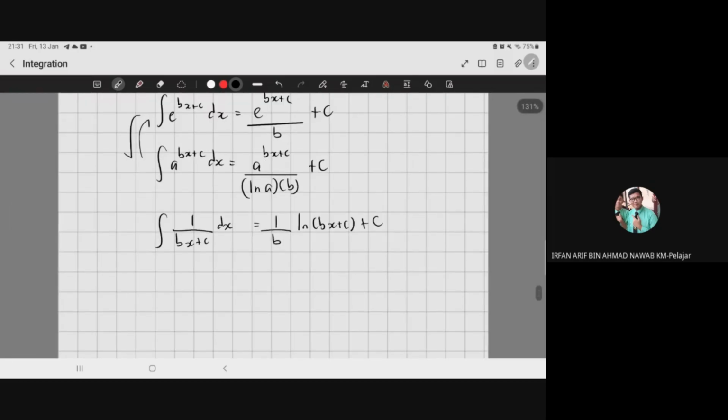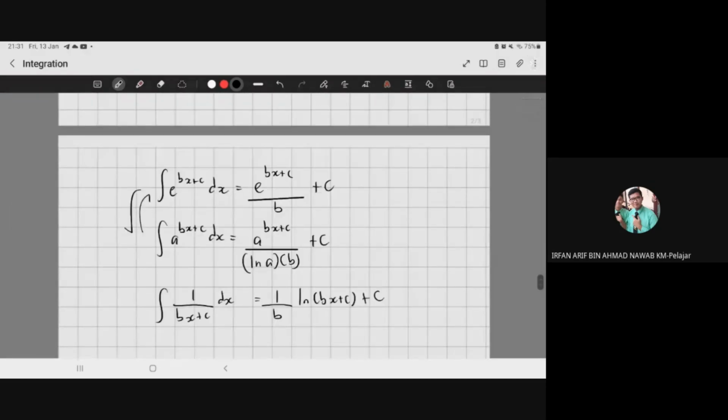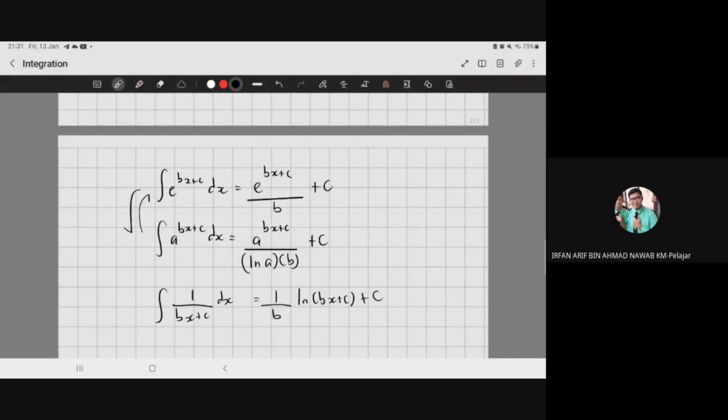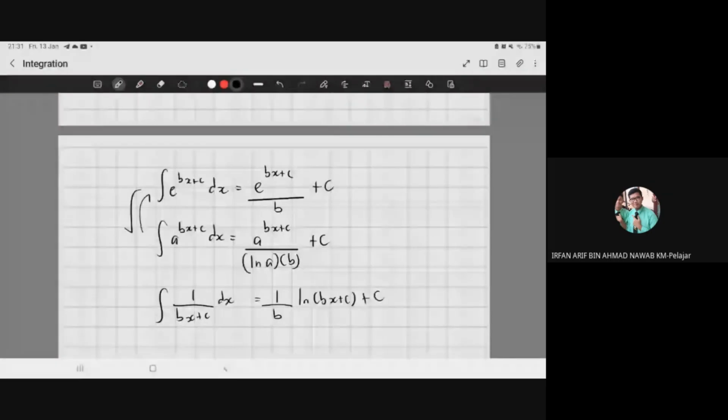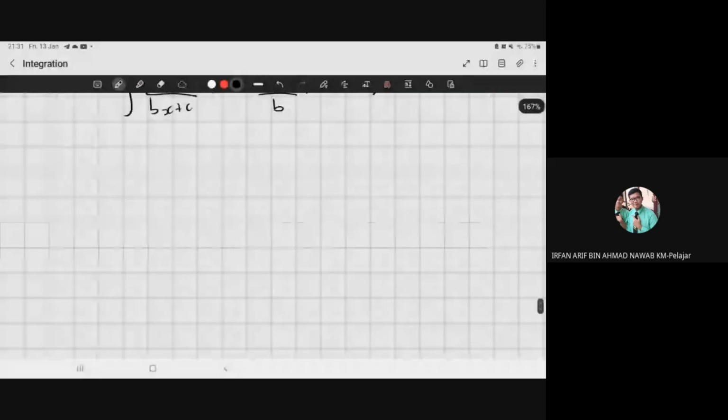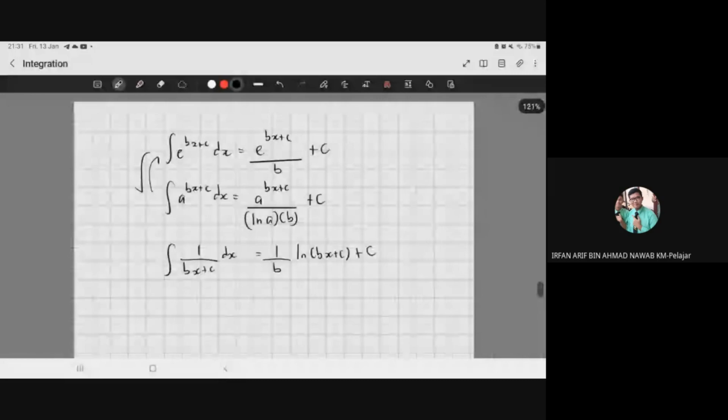As long as you know what you're doing, because later on you can apply u substitution if you don't want to memorize these formulas. Later, I'll show you. I'll introduce u substitution later. Okay, nothing much.